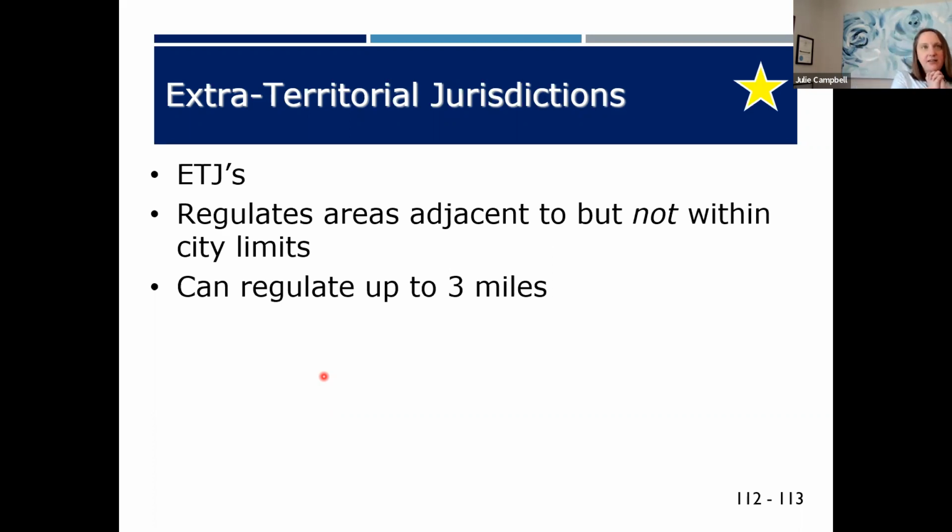If an ETJ comes within the city limits, then the city has annexed that ETJ. So the city may decide to annex them. They're no longer an ETJ. They're now within the city limits. So if they can change you from outside of the city limits to within the city limits, they've annexed you. They've added you to their city limits.